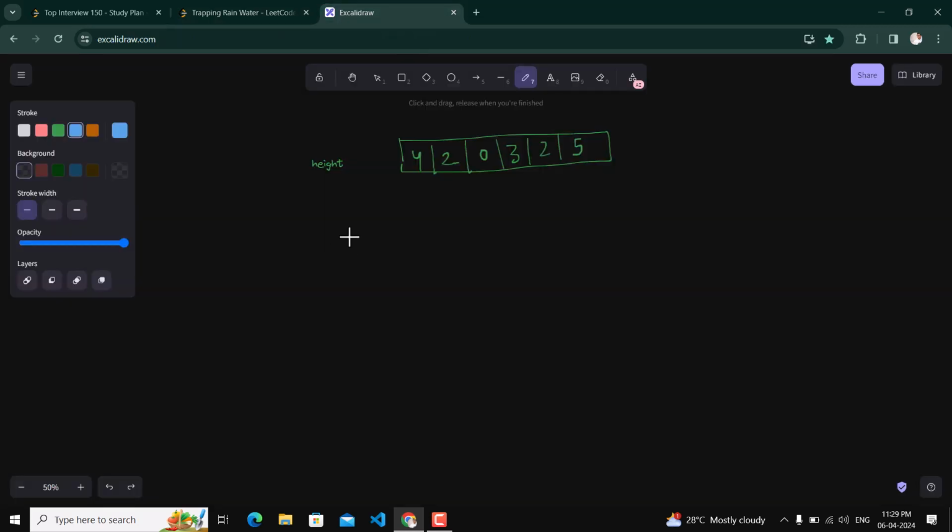So consider this example. What is given in this example? We are given bars. So the first bar is of height 4, then the second bar is of height 2, then the third bar is of height 0, and the fourth bar is of height 3. Again, the fifth bar is of height 2 and the last bar is of height 5.